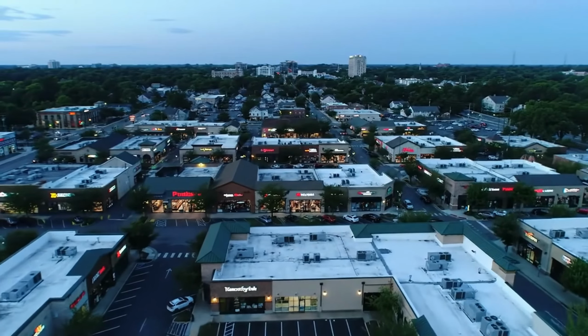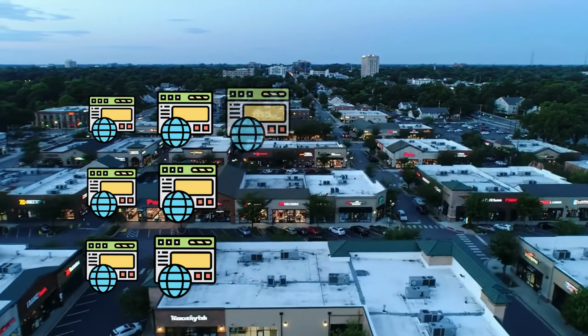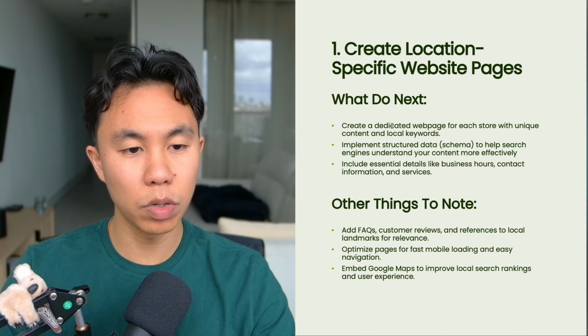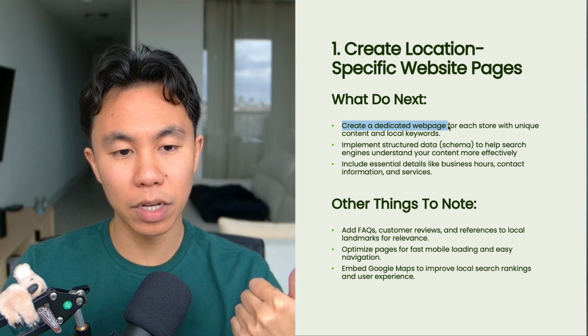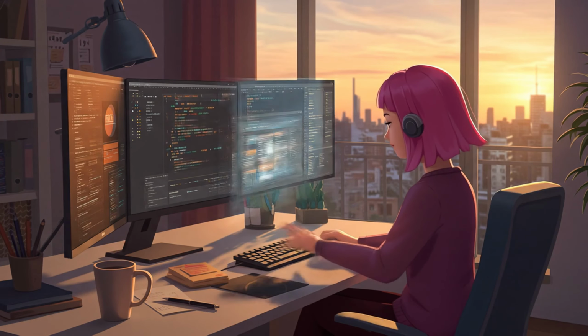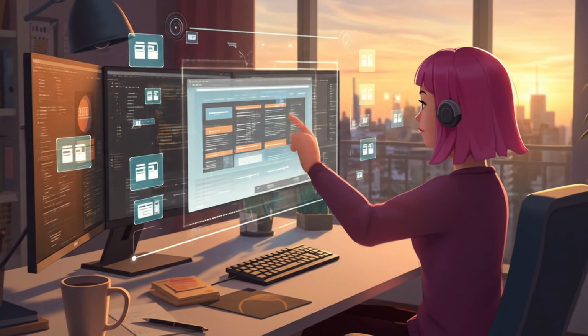Getting into this, if you have 18 different locations, you need to have 18 different pages optimizing for all of those locations. So what you need to do is create a dedicated web page for each store with unique content and local keywords. You can't just go and duplicate the content on 1 page to the rest of the pages. You need to create unique content for all of the other pages on this site.